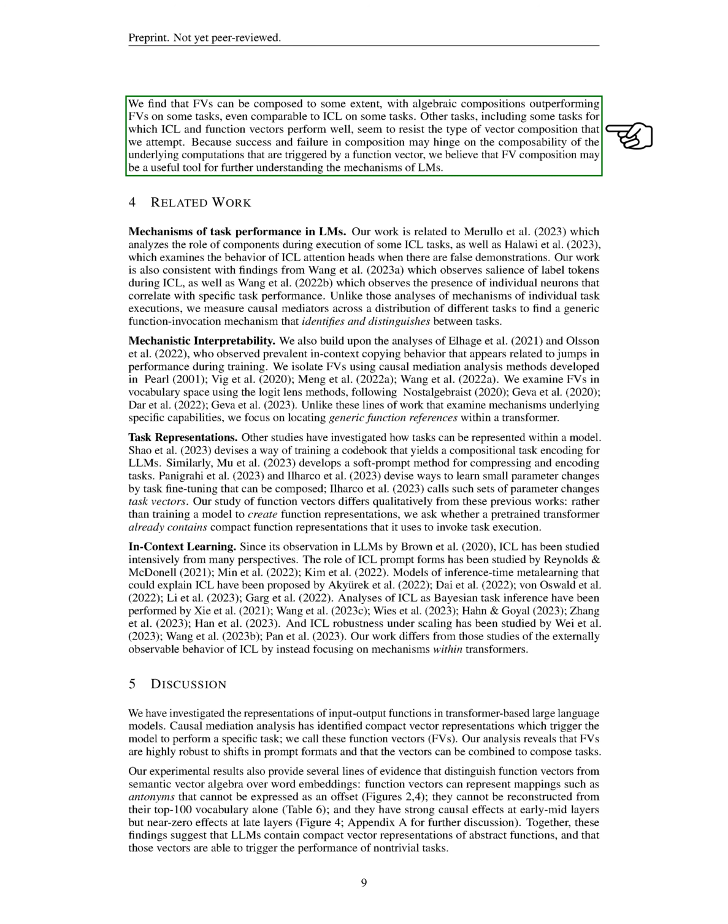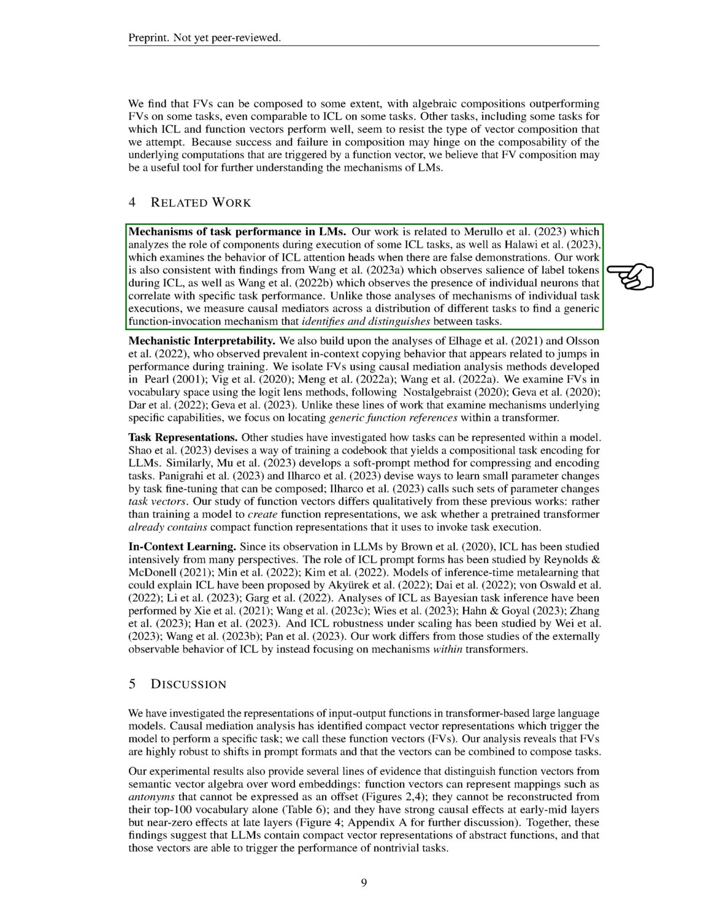However, some tasks, including those where ICL and function vectors perform well, seem to resist the type of vector combination we're attempting. We believe that the success or failure of a combination may depend on the combinability of the underlying computations triggered by a function vector. Therefore, FV combination could be a useful tool for further understanding how language models work.